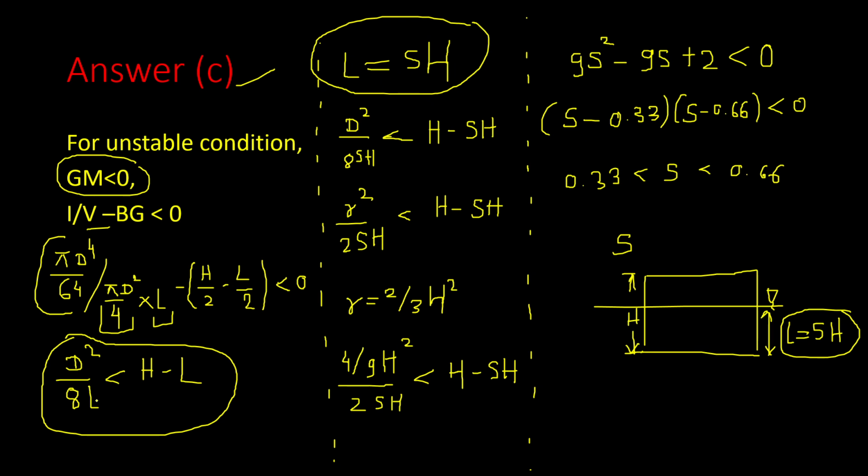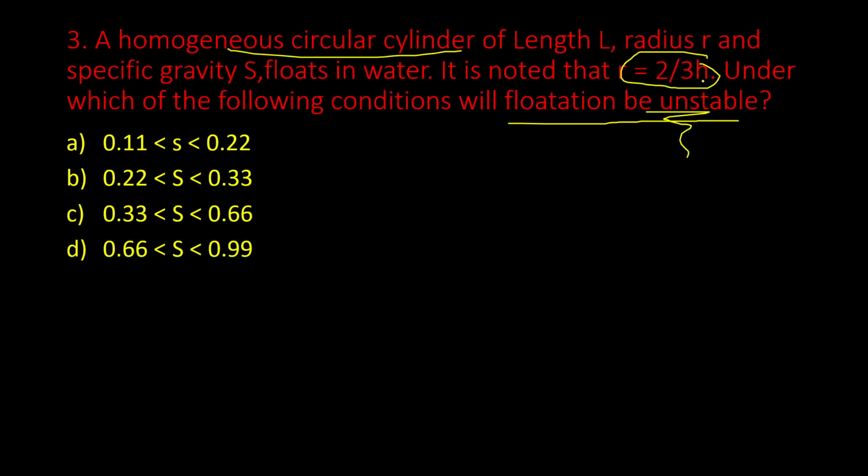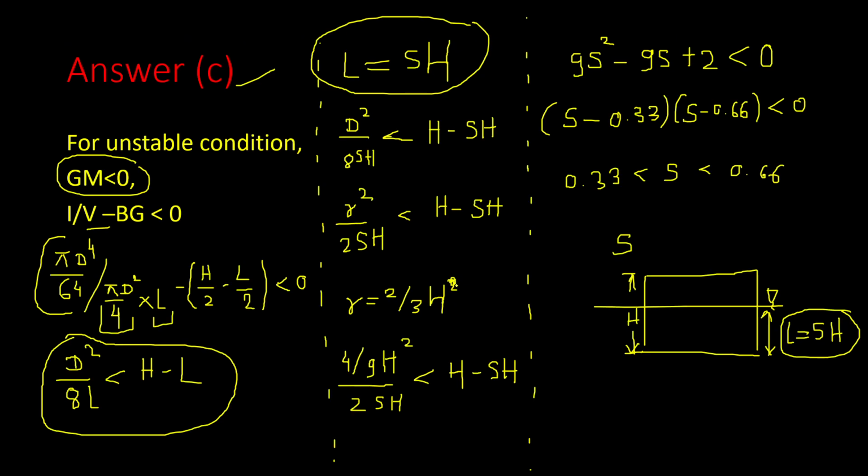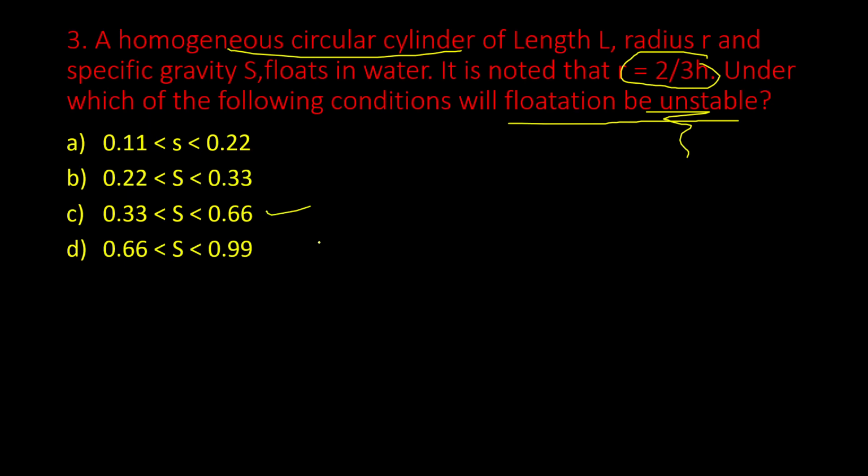Now substitute this in the previous equation, d square by 8, instead of L substitute SH, and then solving this, at last we have to substitute R is equal to 2 by 3 H, because that is what is given here, the given condition. Okay, so after substituting and calculating, we'll get a quadratic equation. Find out the roots of this equation, we'll get 0.33 and 0.66. So finally we'll get the answer as S will lie between 0.33 and 0.66. So the correct answer is C.